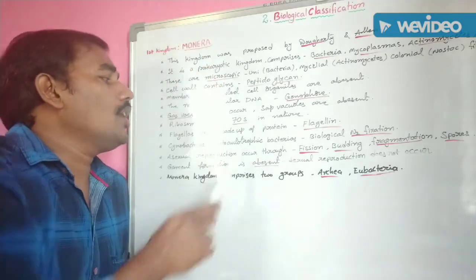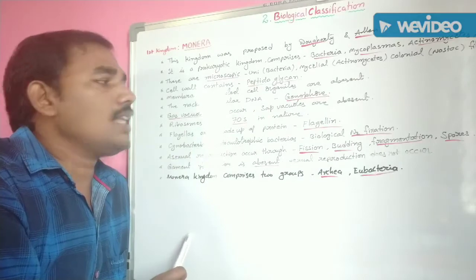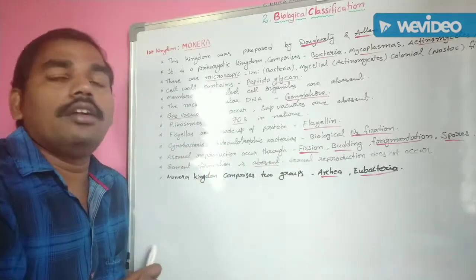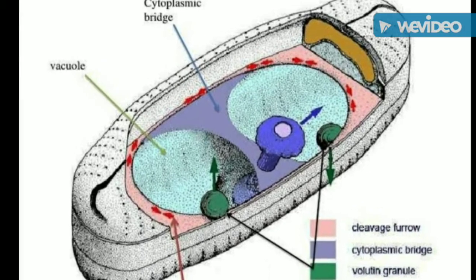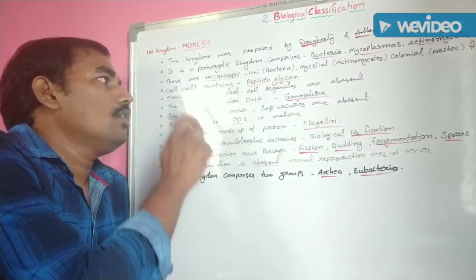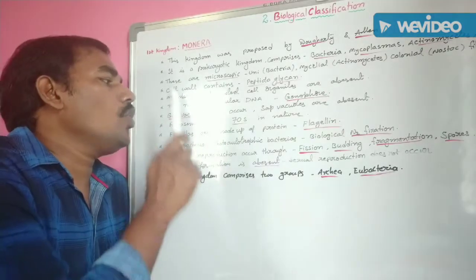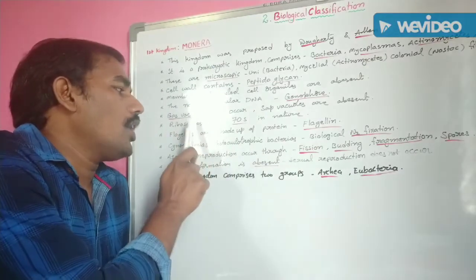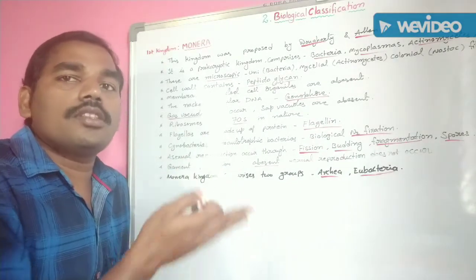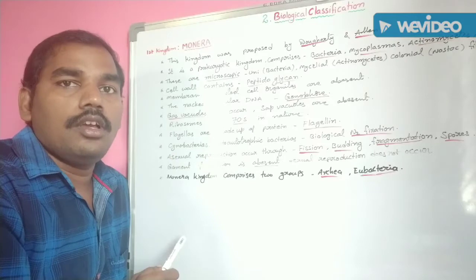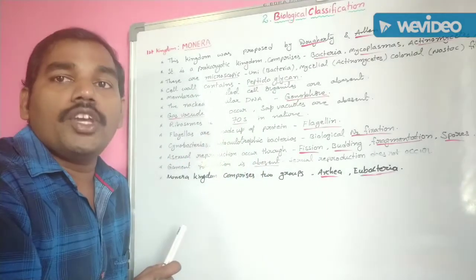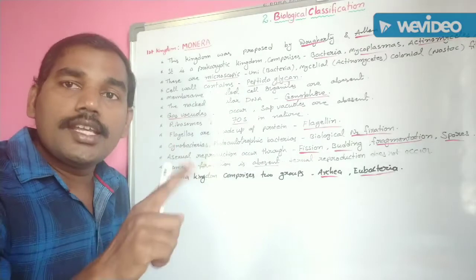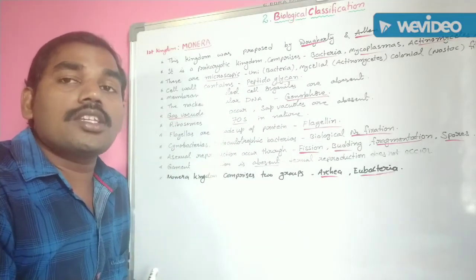Monera kingdom organisms contain gas vacuoles. Gas vacuoles occur, but sap vacuoles are completely absent. The cytoplasm of Monera kingdom organisms only contains ribosomes. Understand? Only ribosomes are present, and the remaining cell organelles are absent. And these ribosomes are 70S type in nature. Prokaryotic organisms contain only 70S ribosomes, but eukaryotic organisms contain 80S ribosomes.